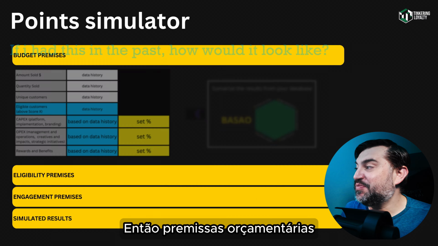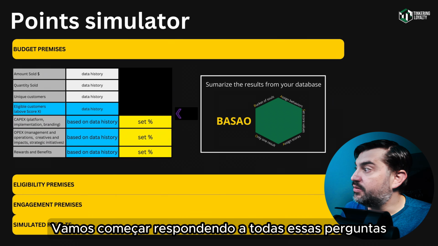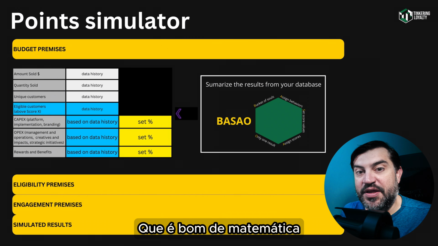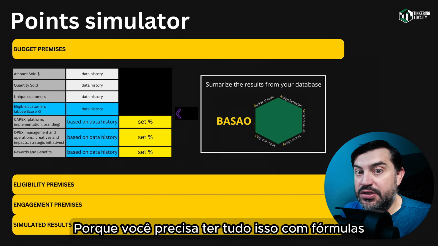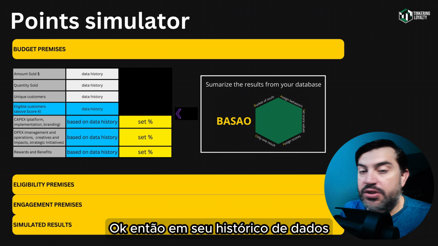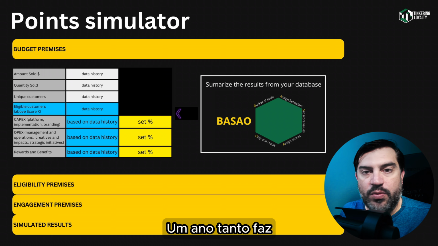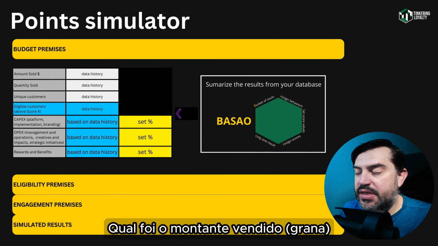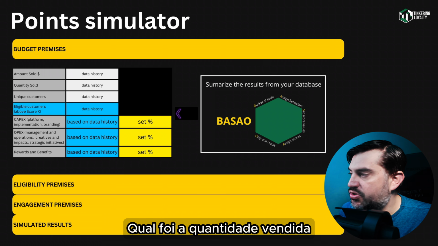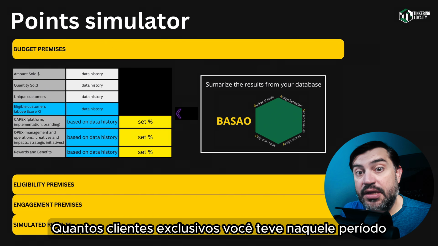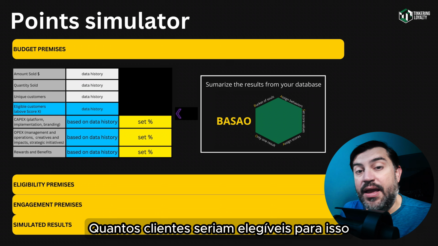So budget premises. We will start having to answer all these questions. And that's why I said you need a friend that's good with math, because you need to have this all with formulas, okay? So in your data history, I don't know if you are using 6 months, 1 year, whatever. What was the amount sold? What was the quantity sold? How many unique customers did you have in that period? How many customers would be eligible to this?